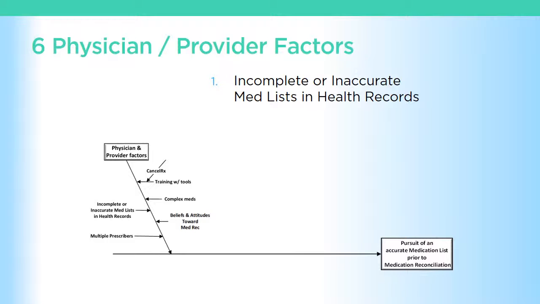The patient may have had an encounter with another doctor. They may have gone to a minute clinic. They may have run out of medication or stopped medication for whatever reason. And so failing to get an updated medication history because I assume that the medication list in my medical record is updated is an error that can lead to confusion and invalid medication reconciliation.